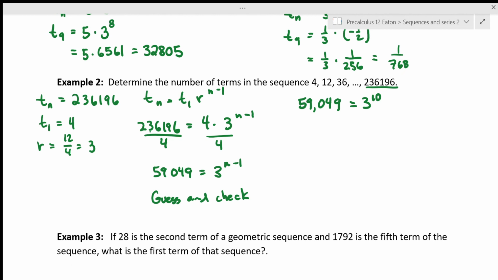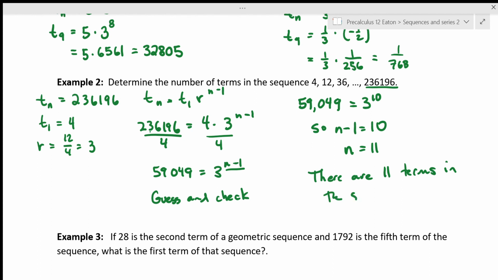So what we wind up with is 3 to the 10th is 59,049. But we have to be careful because this is 3 to the n minus 1 is 59,049. So this means n minus 1 equals 10. Not n, but n minus 1, and n is equal to 11. Now that is our final answer. We answered the question. There are 11 terms in the sequence.